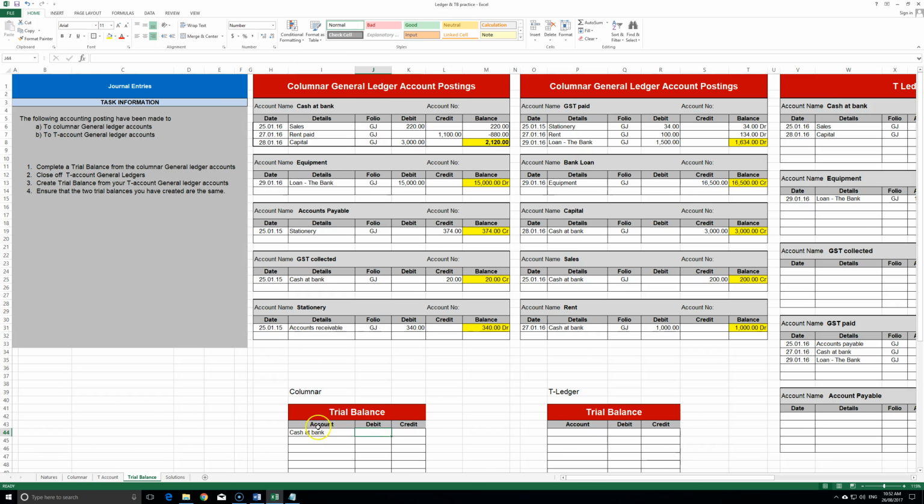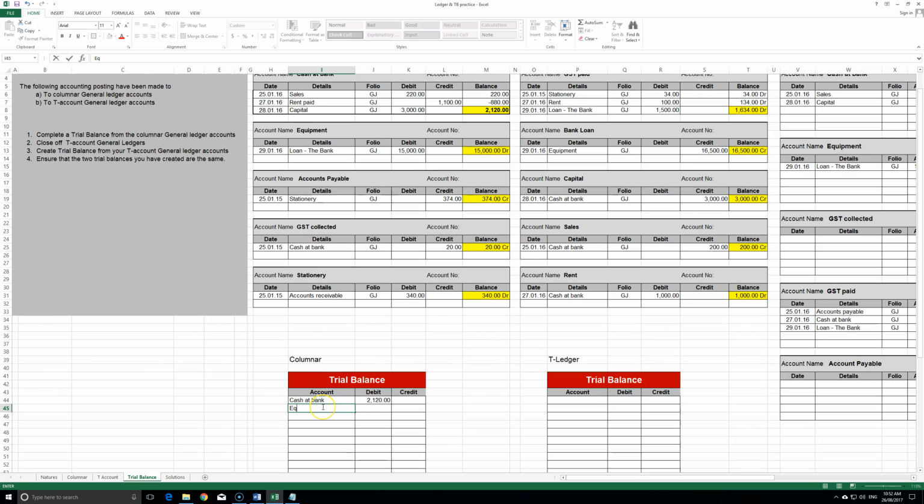Okay, so then all I need to do is I've got cash at bank here. I can go equals here and then click on 2120 as my final balance in the debit column. I know it's a debit because it's a positive figure and cash at bank has a debit nature. If it was a negative figure, I would know it's the opposite of the nature, so I would have to move this over to the credit side. So see how easy that was. We've done all the hard work, we've done all the heavy lifting when we posted it to the general ledger. The next account is equipment, and that has a $15,000 debit balance.